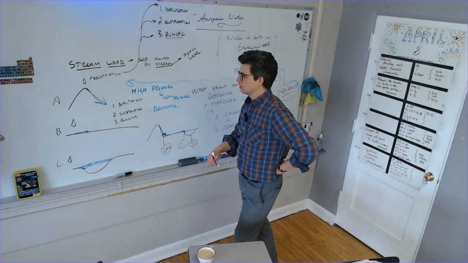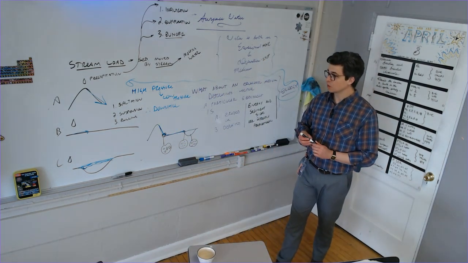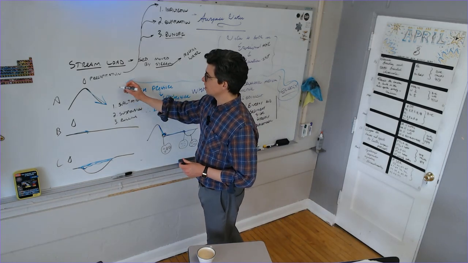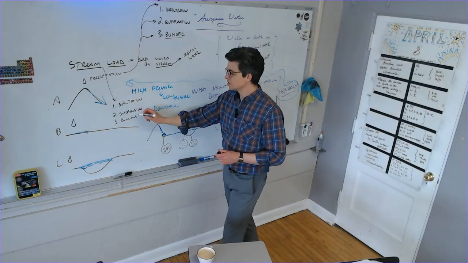Oh, it doesn't matter. Those don't have to be in a specific order, but the three ways that a stream carries its load are in these three ways. Saltation, suspension, and rolling.